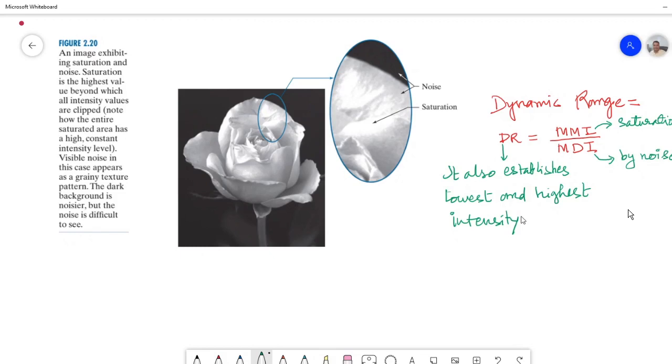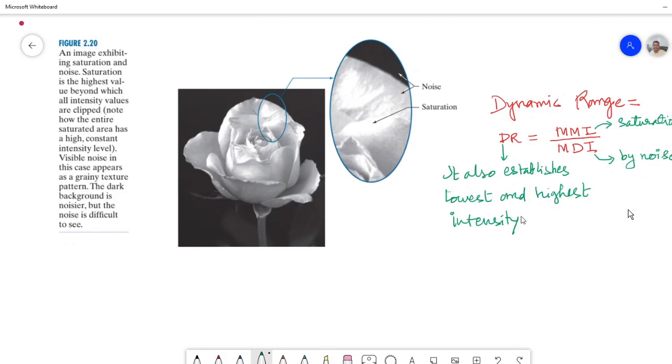Now this is my image. This image contains both levels. This is the highest level. Is that clear? And this is the lowest level. You can see this is the lowest level of intensity, and this one represents the highest level of intensity. Is that clear? This part. So just see this, they have clipped to explain what is saturation and what is noise.